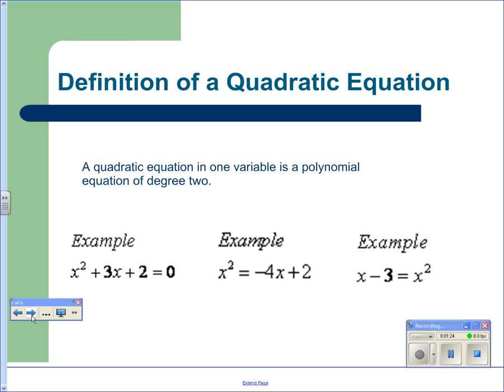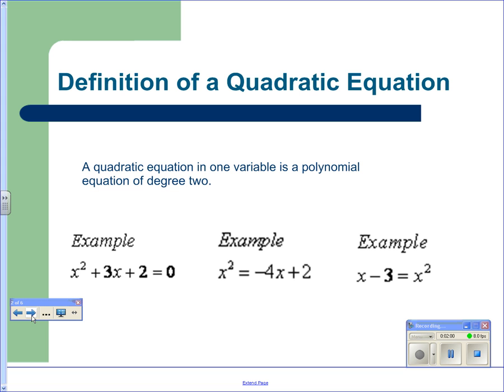It's not a sentence. It's the definition of quadratic. What is a quadratic equation? It is a quadratic equation in one variable, and it is a polynomial equation of 2 degrees, or of degree 2. Saxon likes to word things differently.